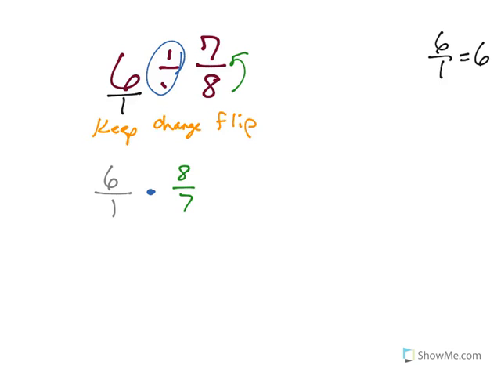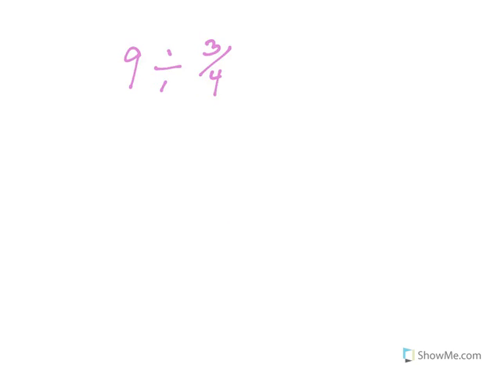Now we are ready to multiply. Remember, when we multiply fractions, we can look numerator to denominator to see if we need to reduce anything. In this case, we share no common factors between the numerator and the denominator, so we are ready to simply multiply straight across. 6 times 8 is 48, and 1 times 7 is 7. So that would be our answer, as an improper fraction.